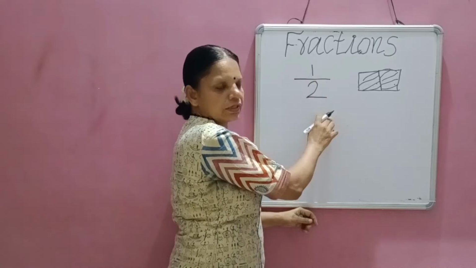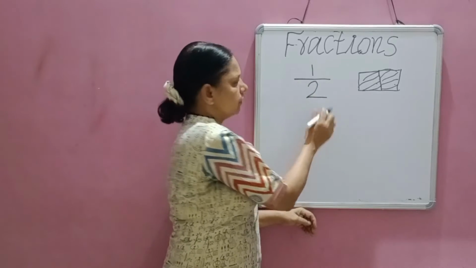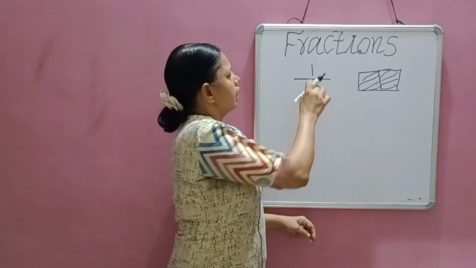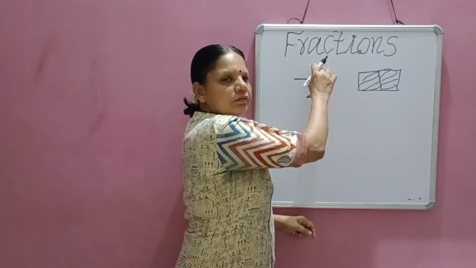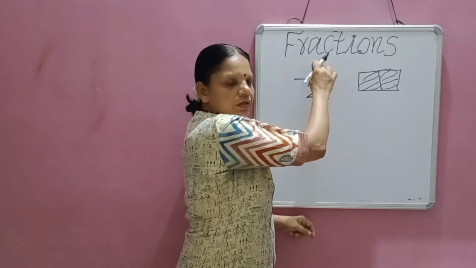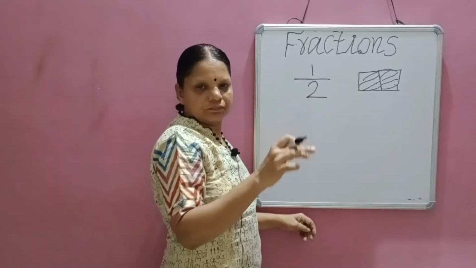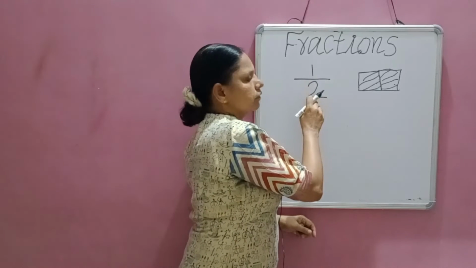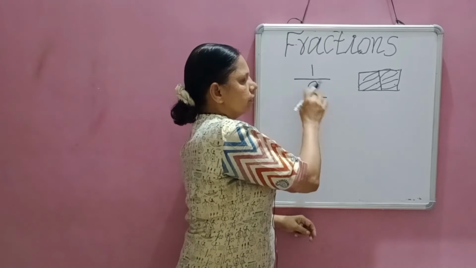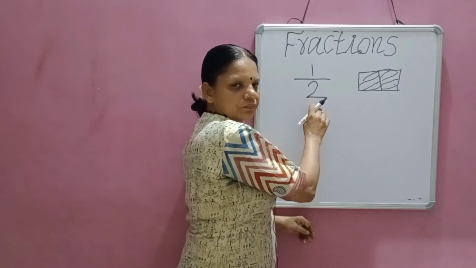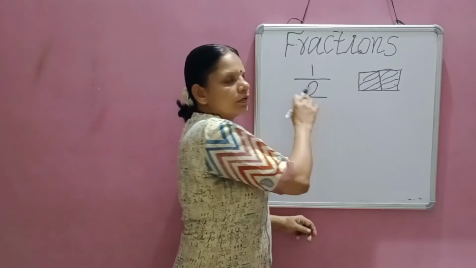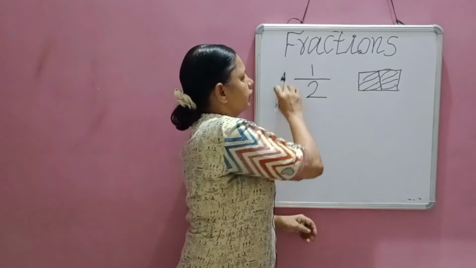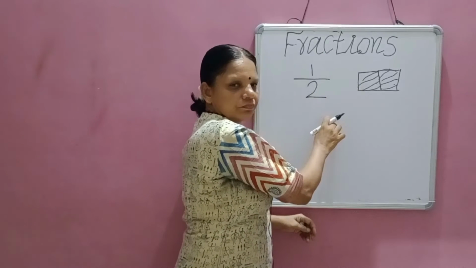The meaning of this is, it is a kind of division only. This line represents division. And the number written up is called numerator of the fraction. And number 2, that is written below, that is the denominator of the fraction. So 1 upon 2 is also called half.